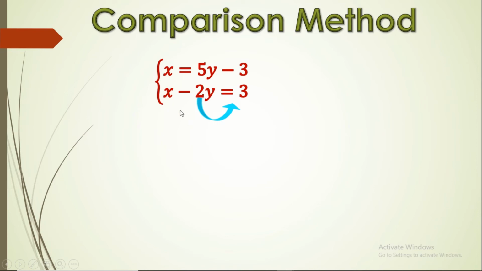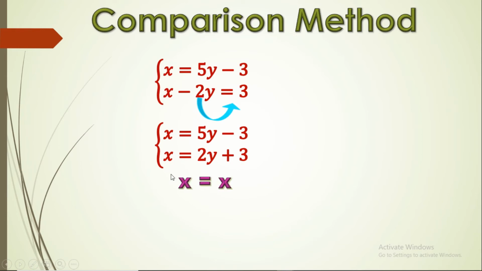Note something, we can move minus 2y to the other side. So here we can say that x will be minus 2y becomes a plus 2y, so it's 2y plus 3. And the first equation, we copy it the same. If you note something, we have two equations for x. The first one, x equals 5y minus 3. The second one, x equals 2y plus 3. Well, x is the same unknown. We have x equals x.